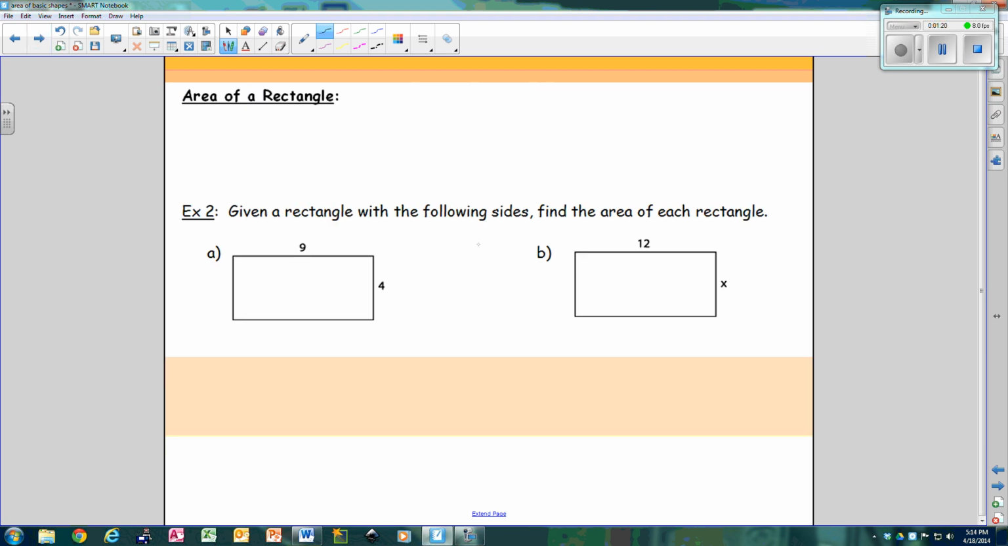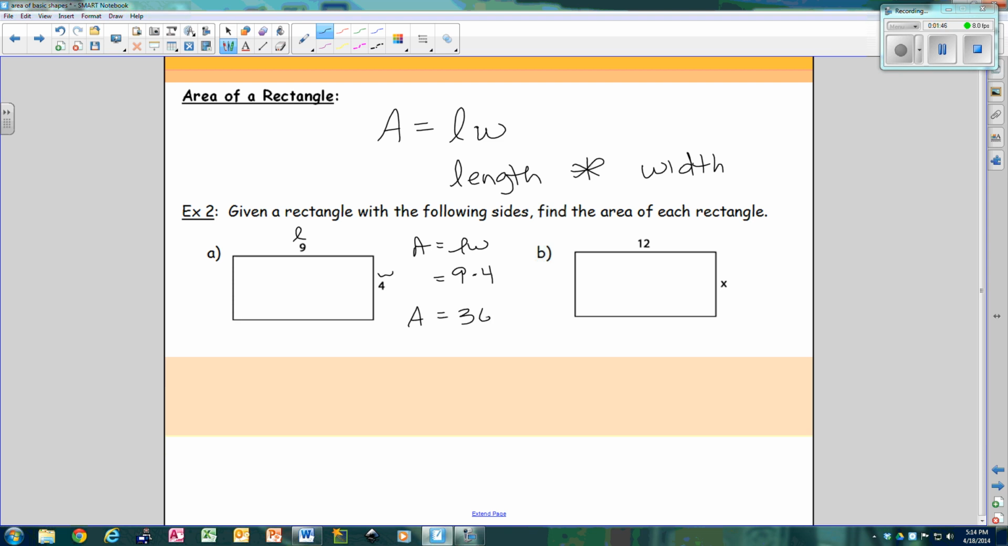All right, next one. It is a rectangle. So the formula for a rectangle is area is length times width. So remember, length times width. Okay, so area is length times width. And in this case, our length is 9 times our width is 4. So area is 36.